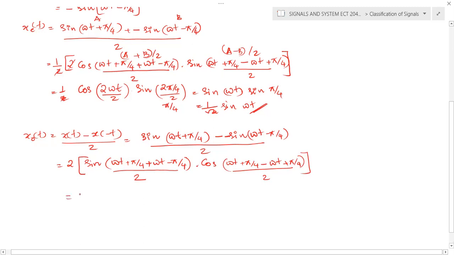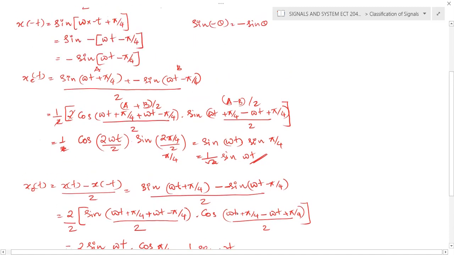And if you rearrange this, you'll get 2 sine, it becomes 2 omega t by 2. So you can write sine omega t into cos. Already there's a 2, so you need to write the 2 also. So the 2s cancel. Here it is cos pi by 4. Now if you simplify this, cos pi by 4 is 1 by root 2. So you can write 1 by root 2 sine omega t. So this is the odd component of the signal.